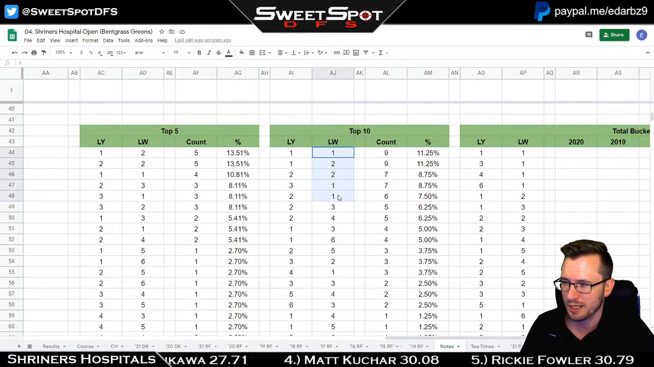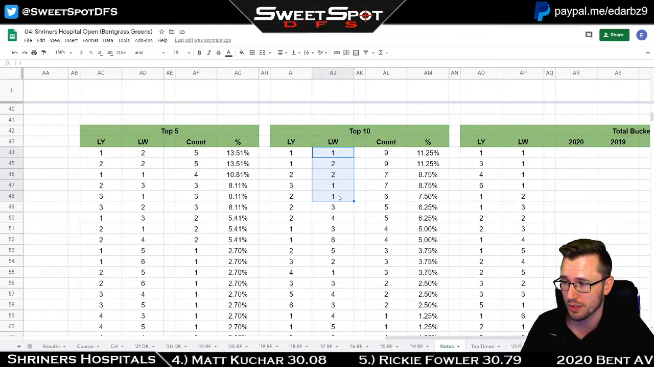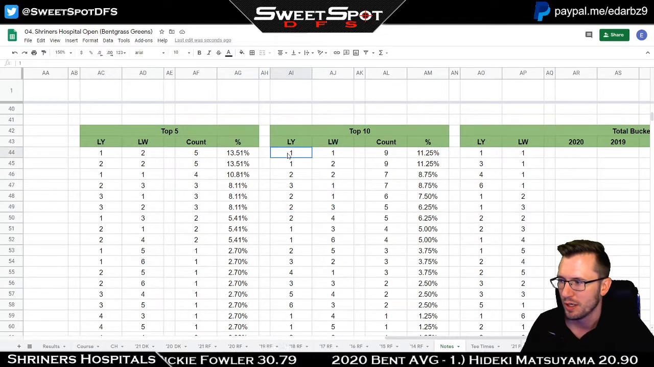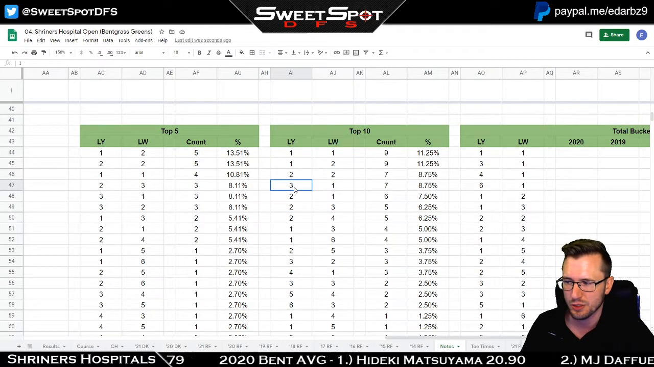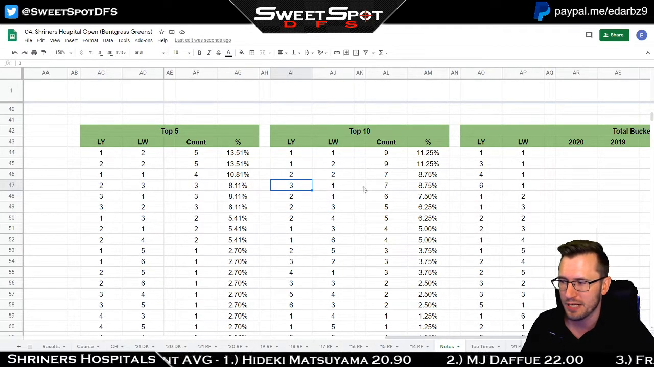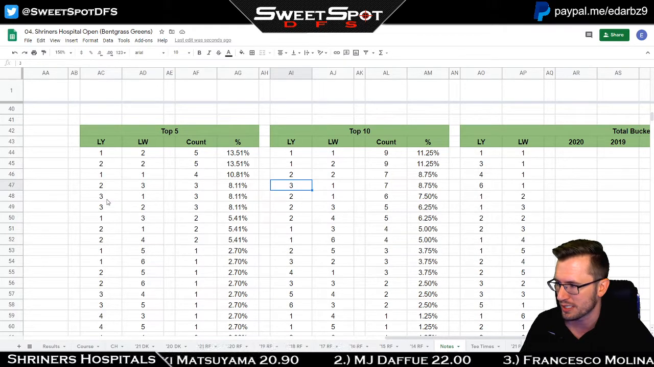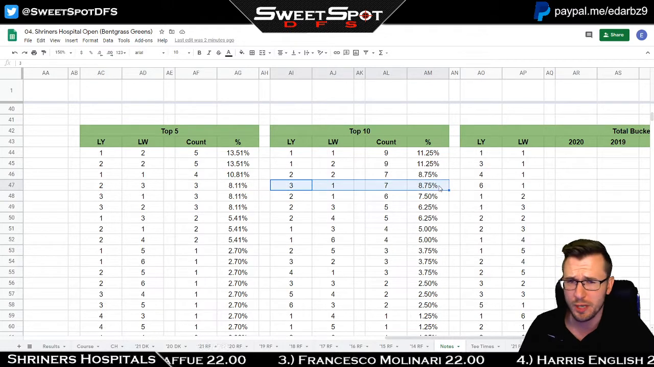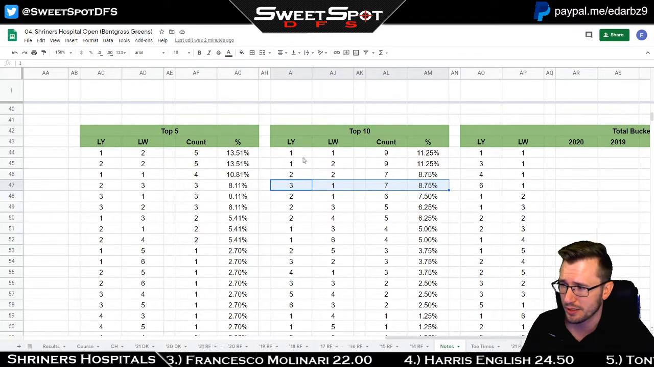We see a lot of last week 1s and 2s here. Not so much any last week 3 until obviously we get here. But then now we creep in a last year 3. And again, these are top 10 finishes. Where's that last year 3, last year 1? 8.11%. Goes up just slightly, 8.75%.